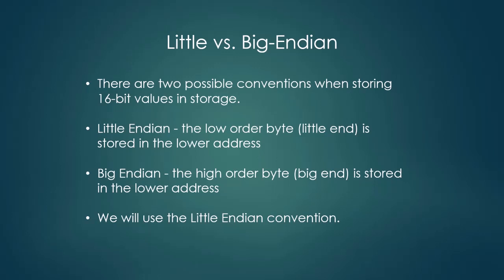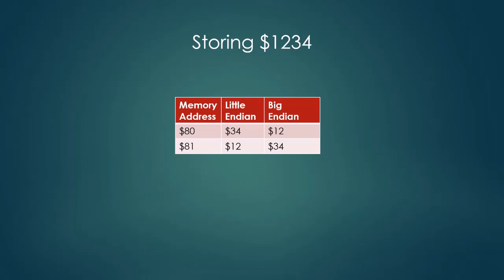And later on you'll see how that makes sense in working with a 6502. This slide illustrates how data is stored using either convention. We're storing the hexadecimal number 1234 at address 80. With little endian, the $34 is stored in the lowest address, which is 80, and $12 is stored in the next address, which is 81. With big endian, they are stored in the opposite order.